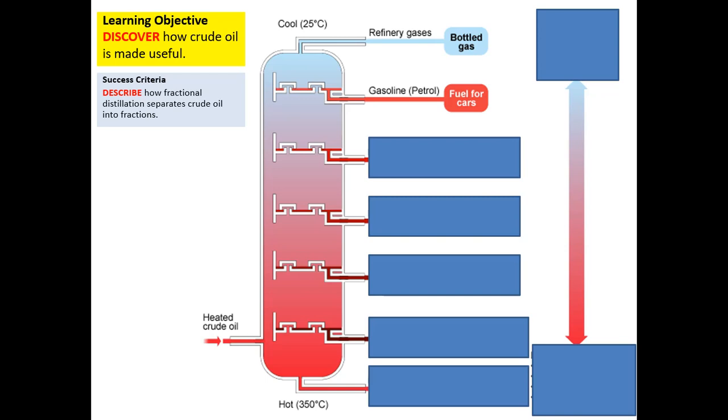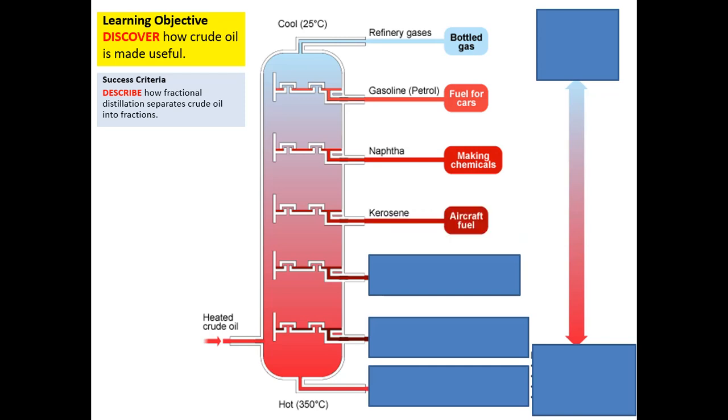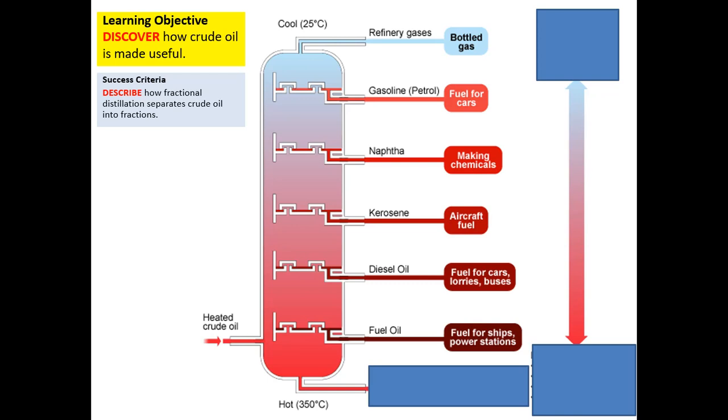Now, you will need to know this order going down the fractionating column. You also need to know the uses for each of these. So the next one down would be naphtha. This is used as a raw material for making chemicals. Kerosene, which is used in aircraft fuel. Diesel oil, now obviously we use this quite frequently in cars, lorries, buses, things like that. You've got your fuel oil near the bottom, which is used for ships and power stations. And like I already said, the residue down the bottom is something called bitumen, which is used for tar. So it can be used on roads and roofs because it's a good waterproofing agent. So we can see there that we've got lots of different products that have all come out of one mixture of the crude oil.